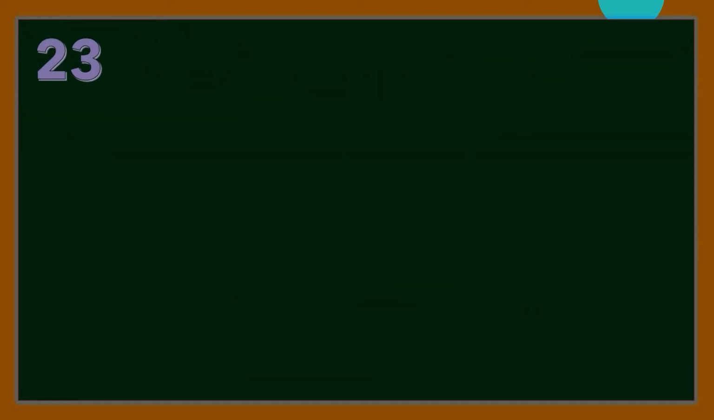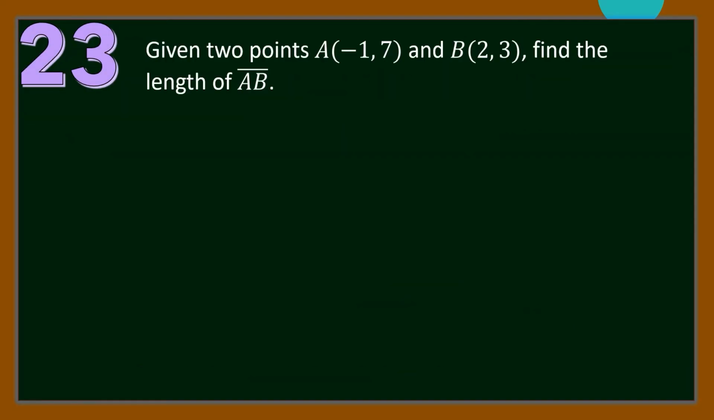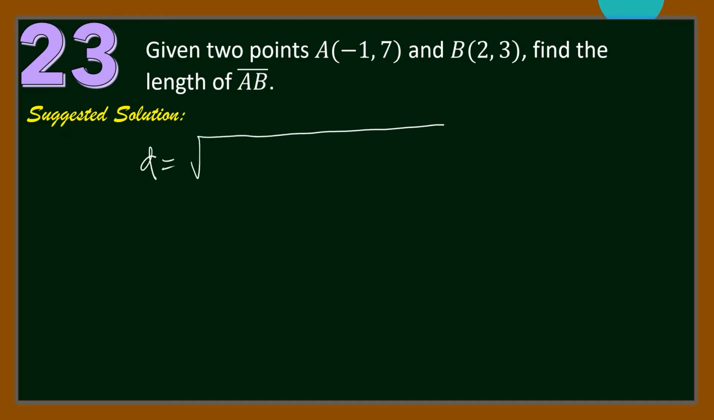Number 23. Given 2 points A(-1, 7) and B(2, 3), find the length of segment AB. For our solution, we will use the formula for distance between 2 points. That is, d is equal to the square root of (x2 - x1)^2 + (y2 - y1)^2.